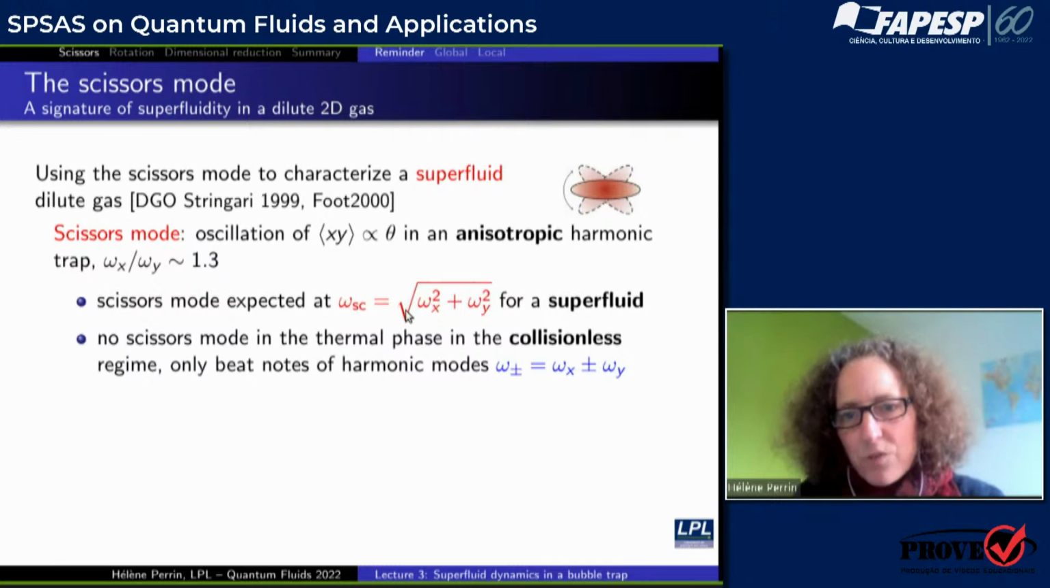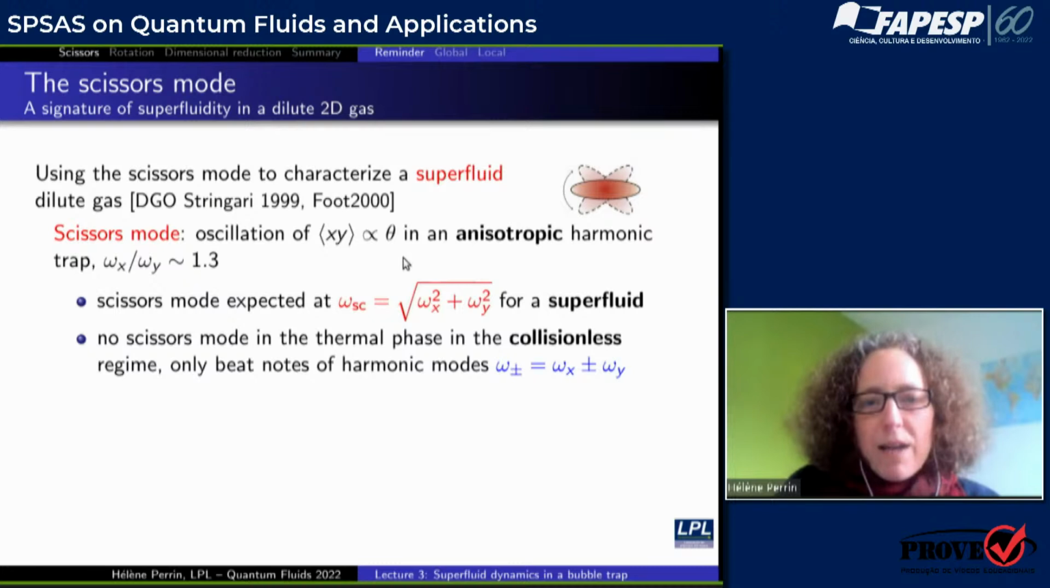On the other hand, if you have a thermal gas, there is no such mode. So you just have x oscillating at omega x, y oscillating at omega y, and when you compute the average, you will have a beat note between these two quantities oscillating each at their own frequency. And so this quantity will oscillate with two frequencies, omega plus, which is the sum of omega x and omega y, and omega minus, which is the difference. So this is the signature of these beat notes of two quantities, each of which oscillates at omega y or omega x.